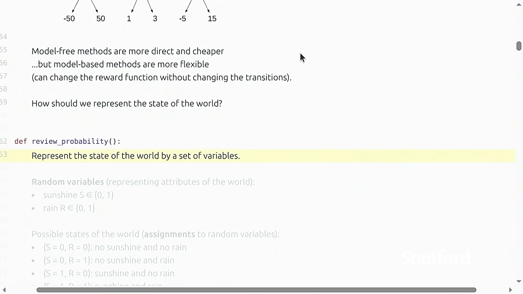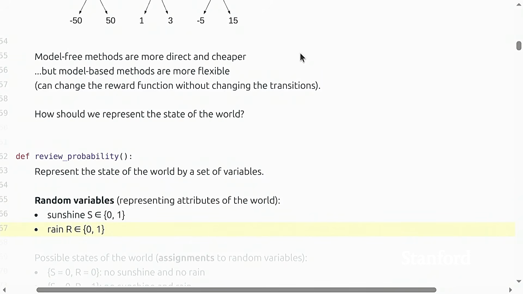We want to represent the state of the world by a set of variables. These variables, also called random variables, are going to represent attributes of the world. As a very simple example, you might have two variables: S, which represents whether the sun is shining or not, where 1 means it is and 0 means it's not, and another variable, R, which is whether it's raining or not.